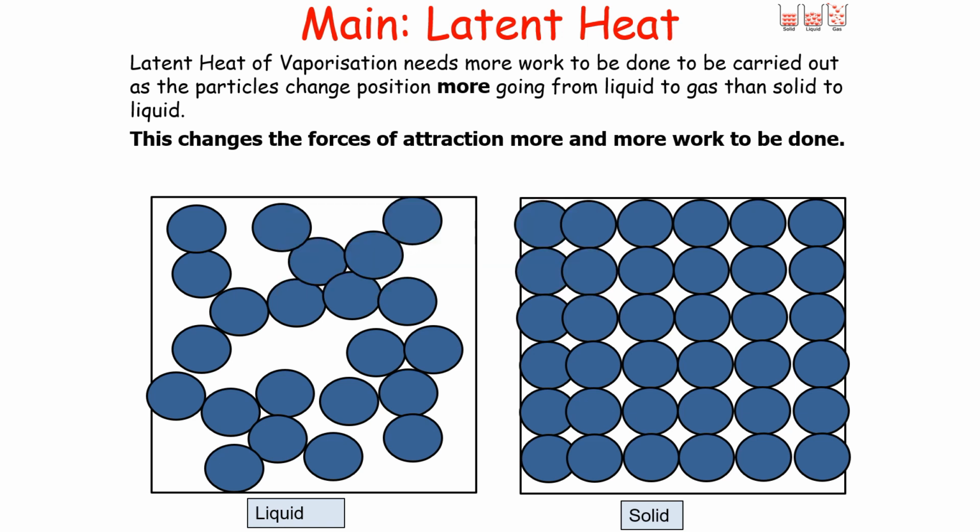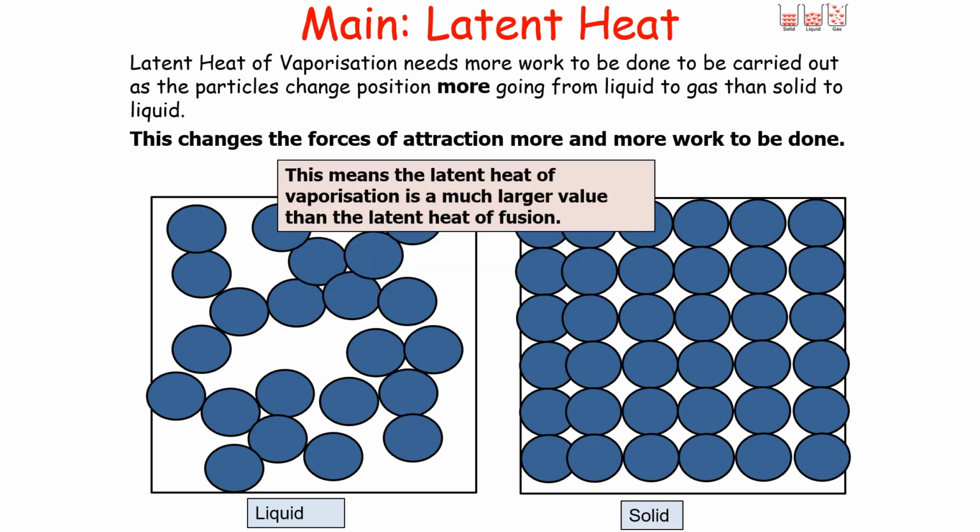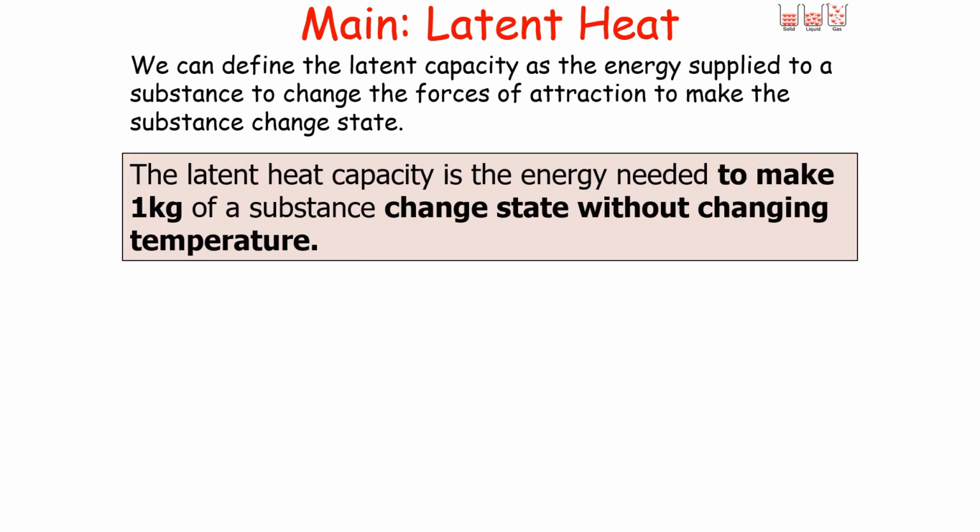So this tells us that in fact the latent heat of vaporization is a much larger value for a substance compared to the latent heat of fusion. So just to clarify, we define the latent heat as the energy supplied to a substance to change the forces of attraction to make the substance change state.